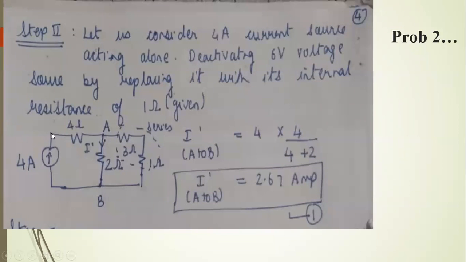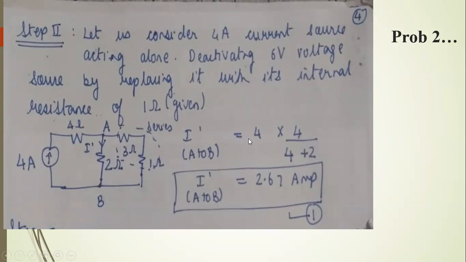So the current will start flowing from here, and after coming at this junction A, it will split into two parts. So the current flowing in the 2 ohm resistor will go from A towards B. That current will be called I dash, and I dash will be flowing from A to B. So we have to calculate the value of I dash either by applying KCL or some other technique.